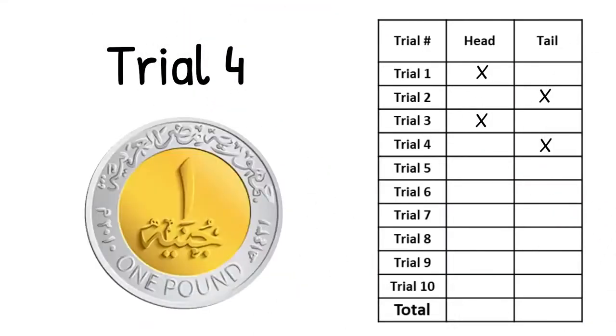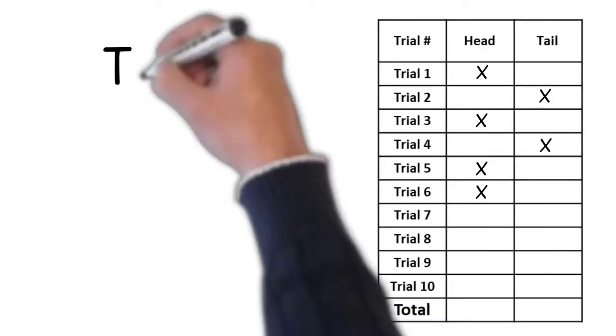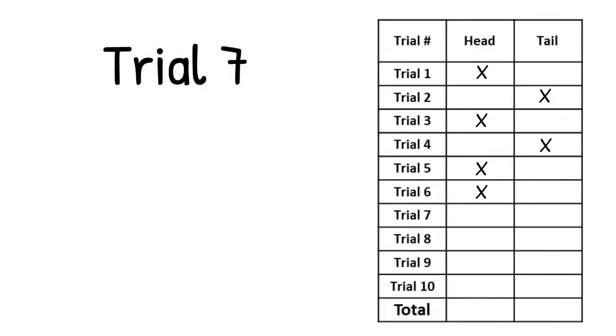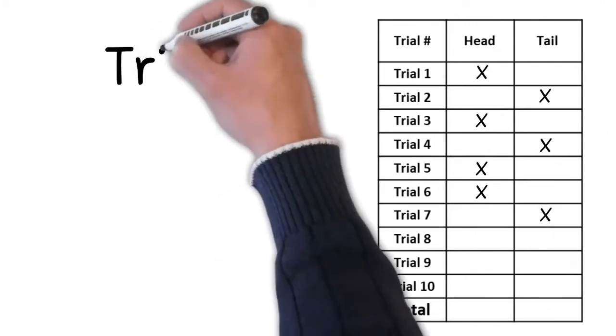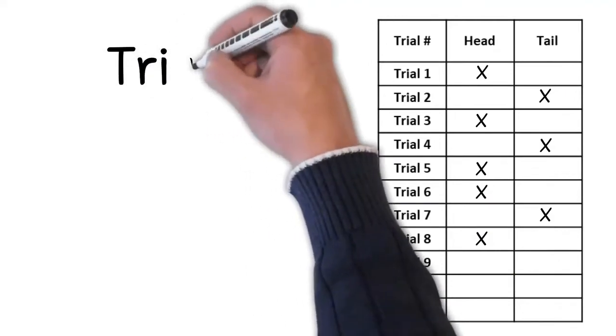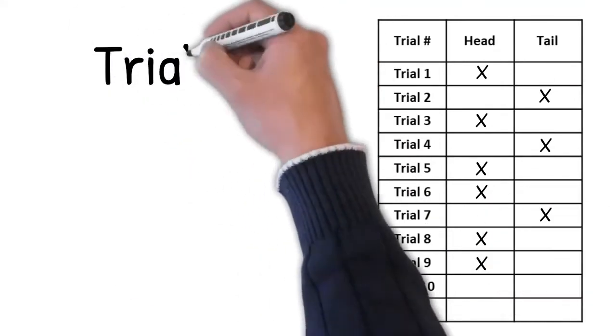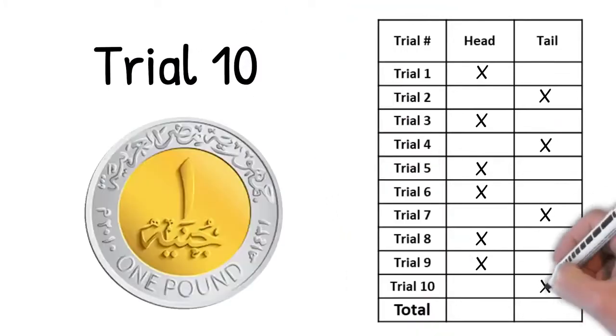Trial number 4 is tail. Trial number 5 is head. Trial number 6 is head. Trial number 7 is tail. Trial number 8 is head. Trial number 9 is head. And finally, trial number 10 is tail.